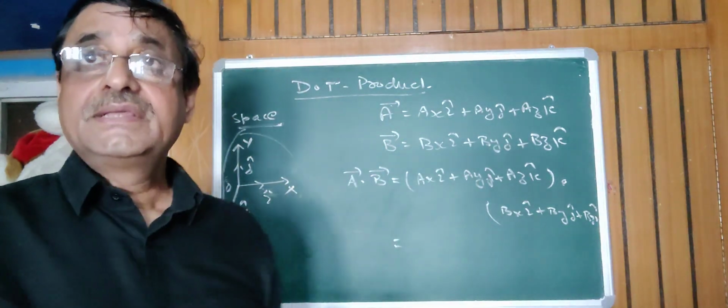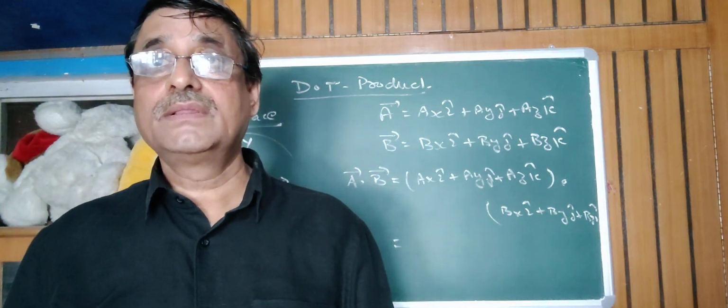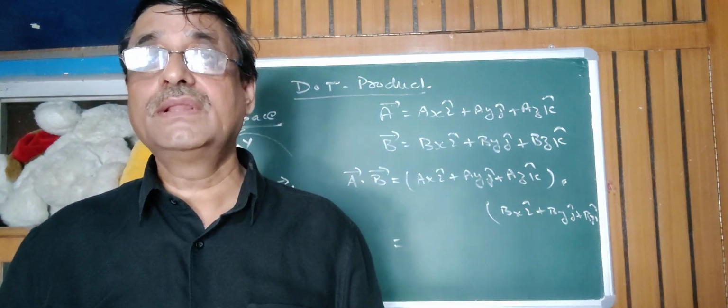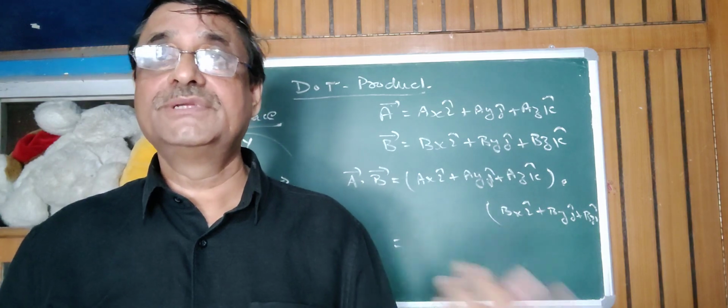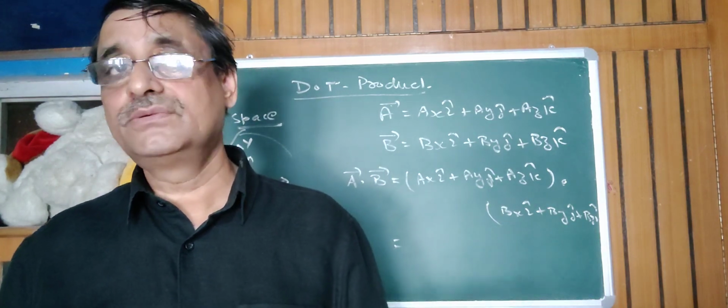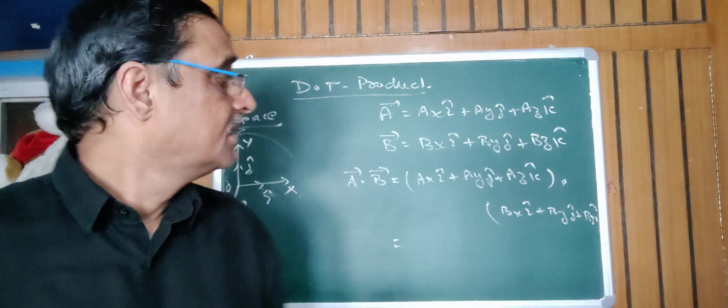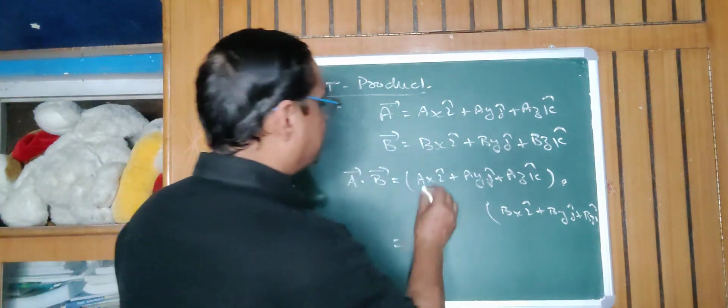Now you should know all the identities. I dot I is 1, J dot J is 1, K dot K is 1, I dot J is 0, J dot K is 0, K dot I is 0. As you know, all these things you have done in your lower classes. So if we take, which terms will survive?